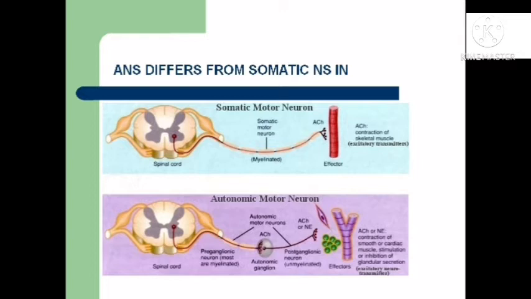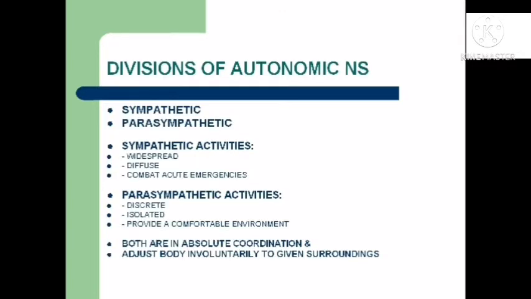The difference which I told you in the last slide, you can very well see in this diagram. The somatic neuron has no ganglia in its way, while the autonomic motor neuron has a ganglia in which there is a preganglionic fiber and postganglionic fiber toward the effector organ.